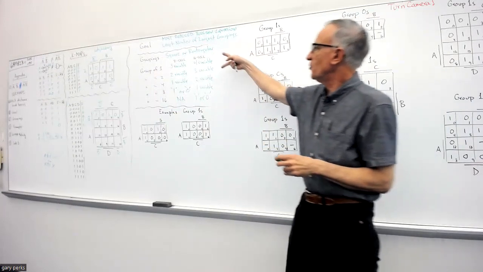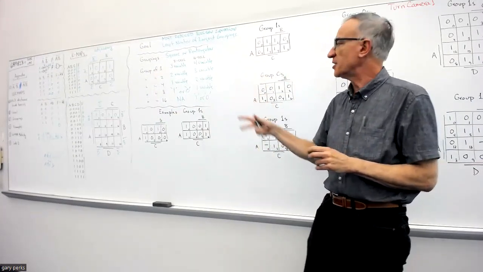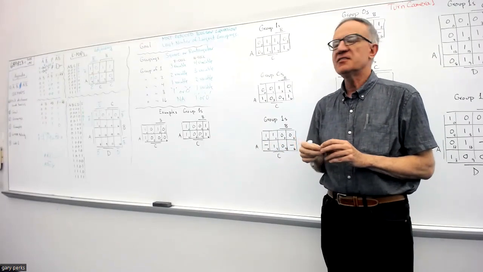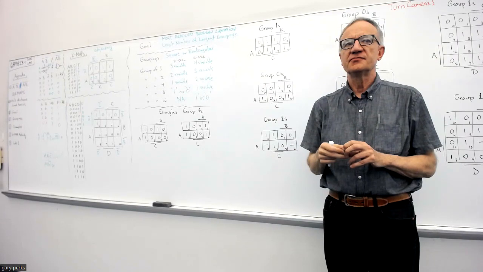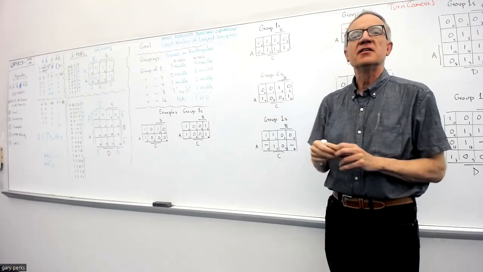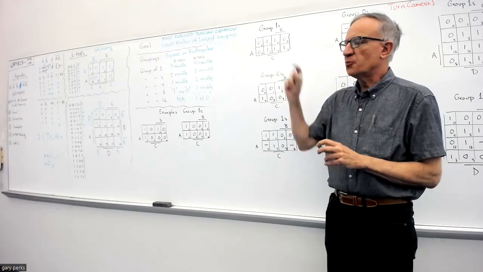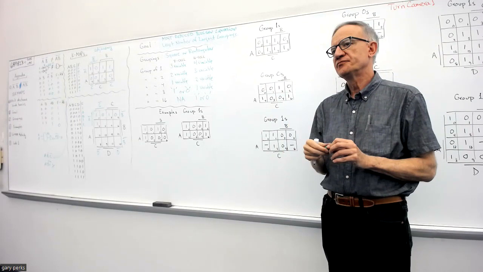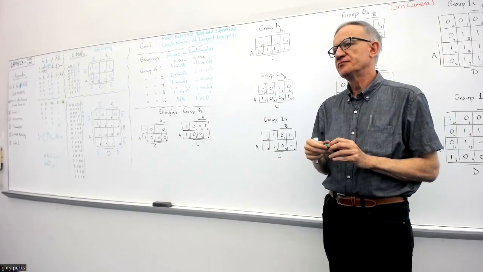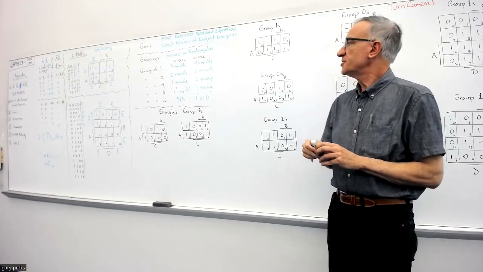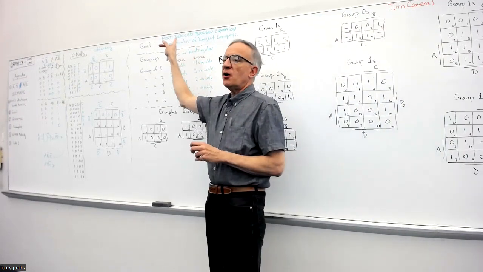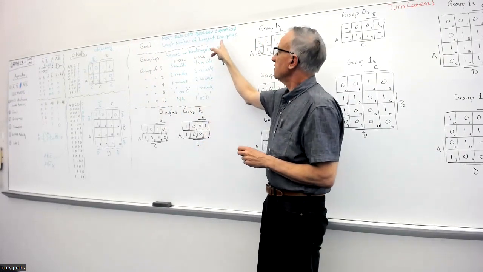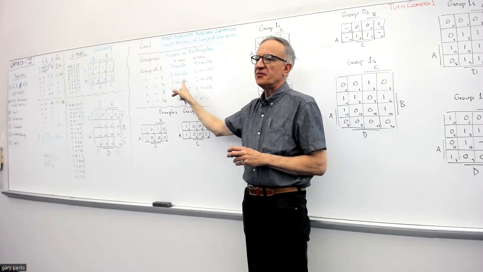Okay, now you'll see why it's like this as we come up with these examples. This is how many variables you get based on how many 1s or 0s you have in a group. You always want to start by looking for the largest group possible, because the largest group is going to give you the least number of variables.